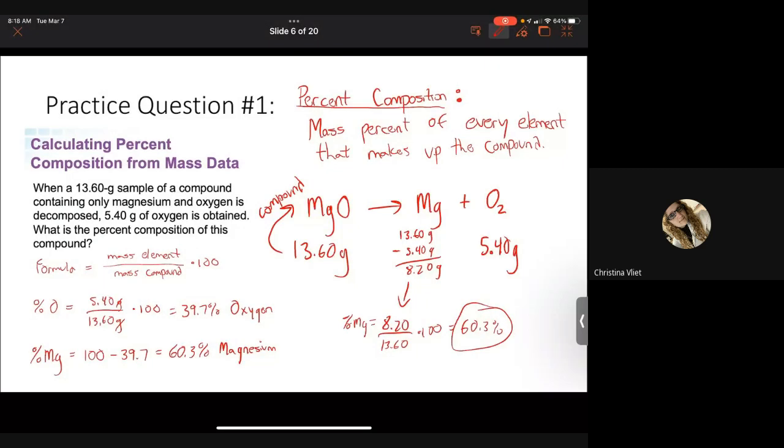So 13.6 minus 5.4 gives 8.2. Then you do 8.2 grams of magnesium divided by the grams of the compound multiplied by 100. It gives you the same exact answer. What we would be utilizing to solve that is something called the law of conservation of mass. The amount that I start with has to be the amount that I end with. You didn't have to use that to solve, but you could.